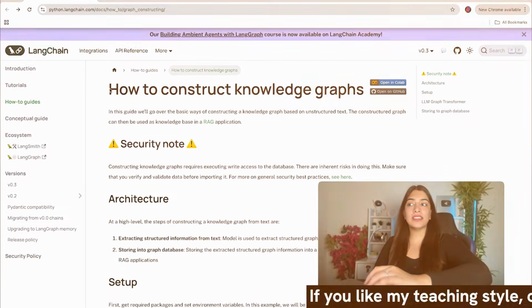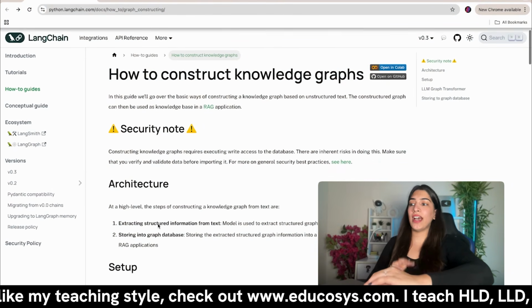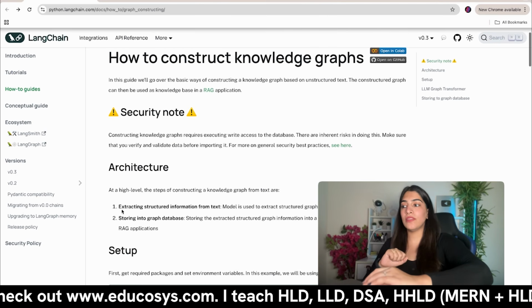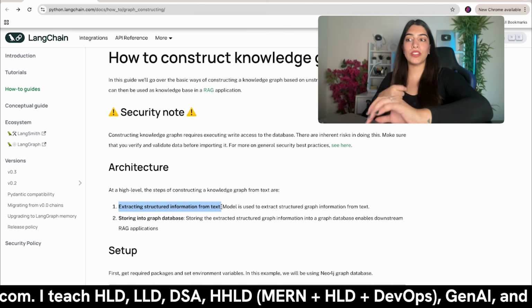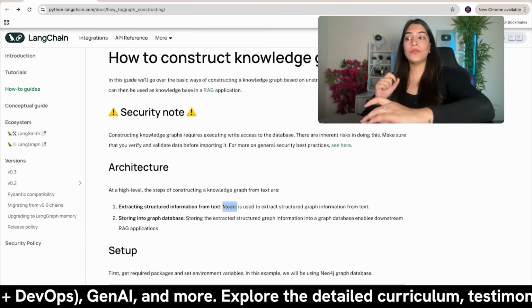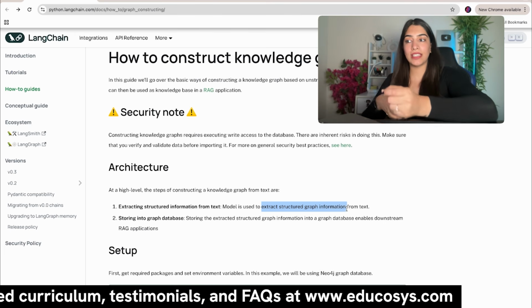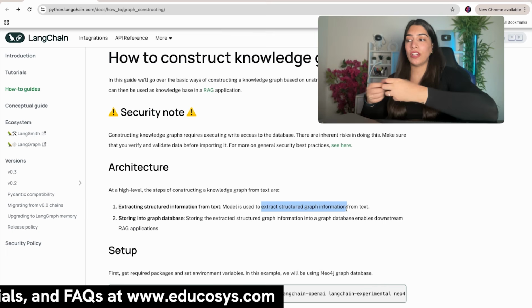So let's check the documentation of LLMGraphTransformer. This is the documentation that we are going to be following, how to construct knowledge graphs. At a high level, there are going to be majorly two steps. The first one is extracting structured information from text. We are going to pass in simple text and then use the model to extract structured graph information. Basically, these are the nodes, these are the edges. Our model will extract it out and give it to us.